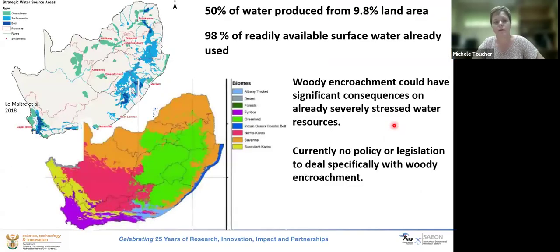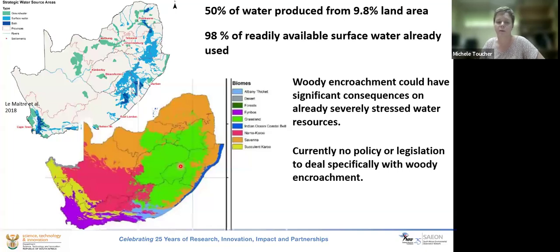If we look at the consequences of that, so the grassland biome, if that were to become encroached, so if we look at the biomes here, the bright green is our grassland biome, and it overlaps quite a bit with our strategic water source areas. And these are the areas that produce 50% of South Africa's water resources. So if a large portion of this grassland biome becomes encroached, over time, not immediately, we could see significant consequences for our already stressed water resources.